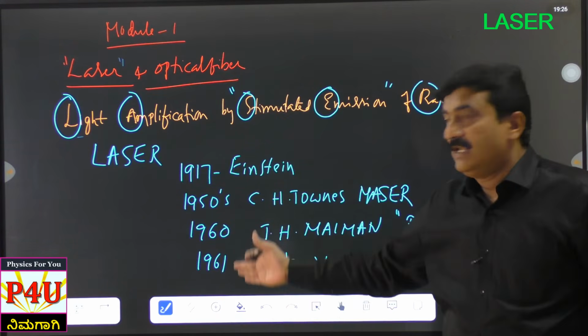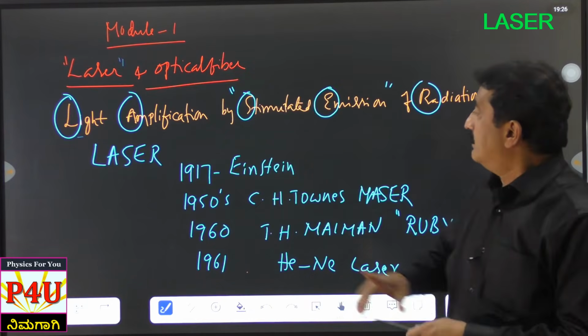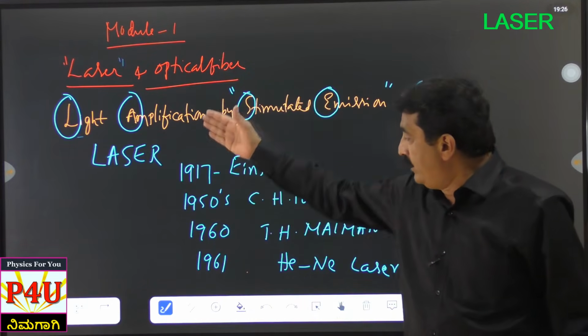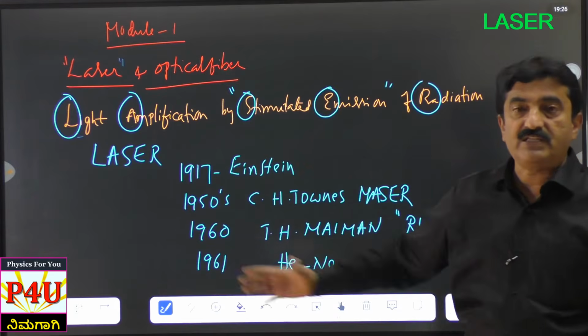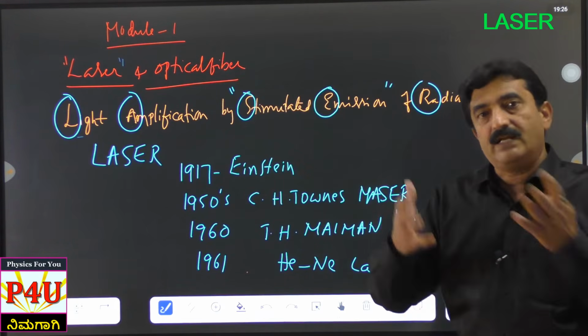Okay, so like how lasers came in, even though the proposal was in 1917, it took almost 60 to 70 years for realizing the laser at common man level.